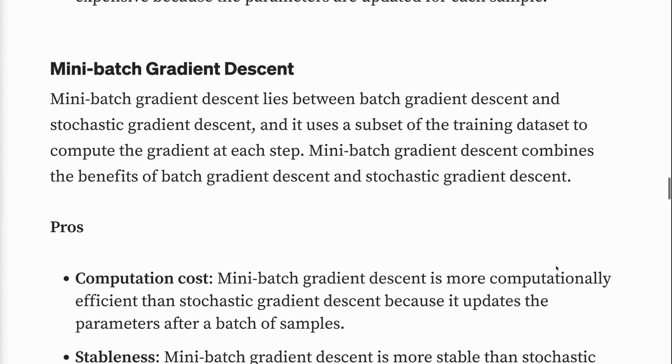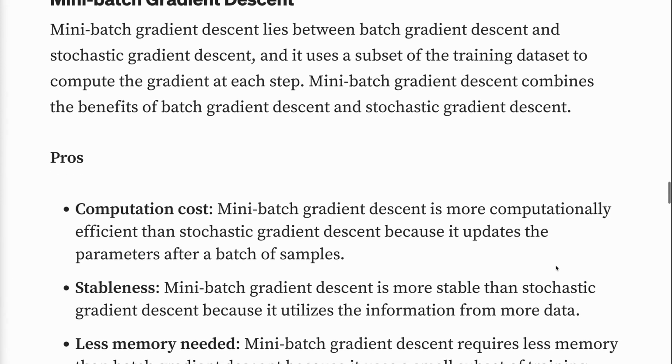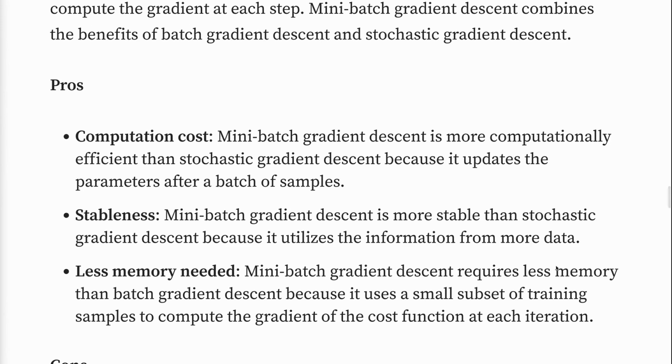Mini-batch gradient descent lies between batch gradient descent and stochastic gradient descent, and it uses a subset of the training dataset to compute the gradient at each step. Mini-batch gradient descent combines the benefits of batch gradient descent and stochastic gradient descent. The pros of mini-batch gradient descent include: 1.